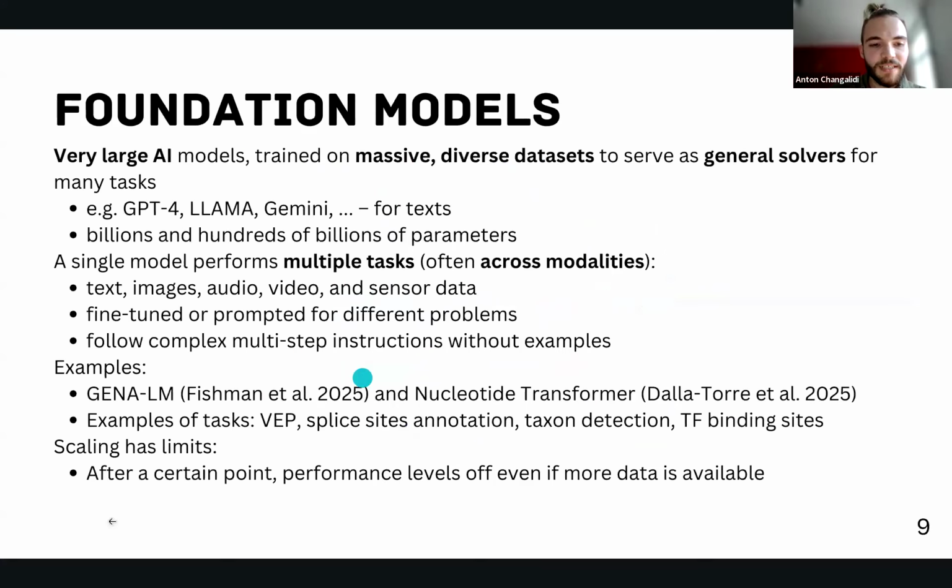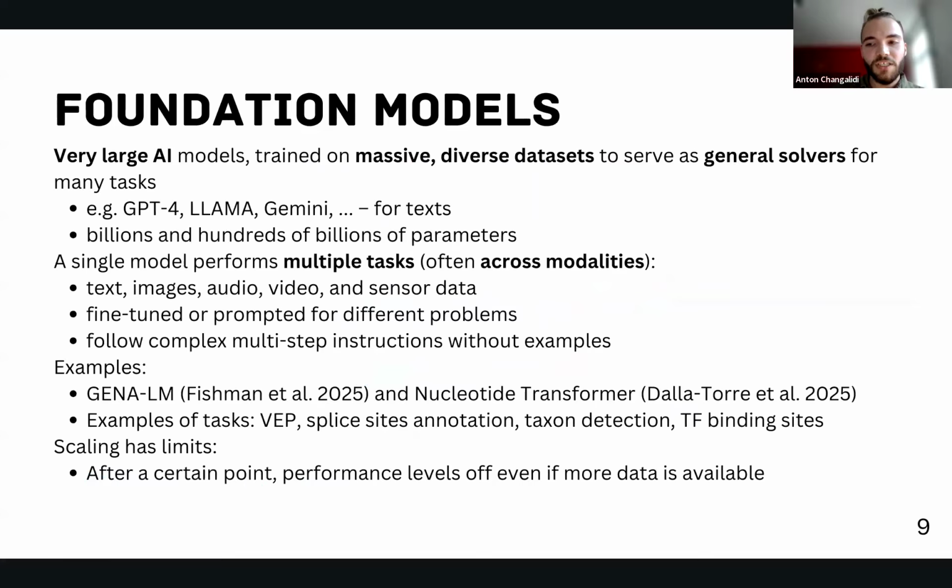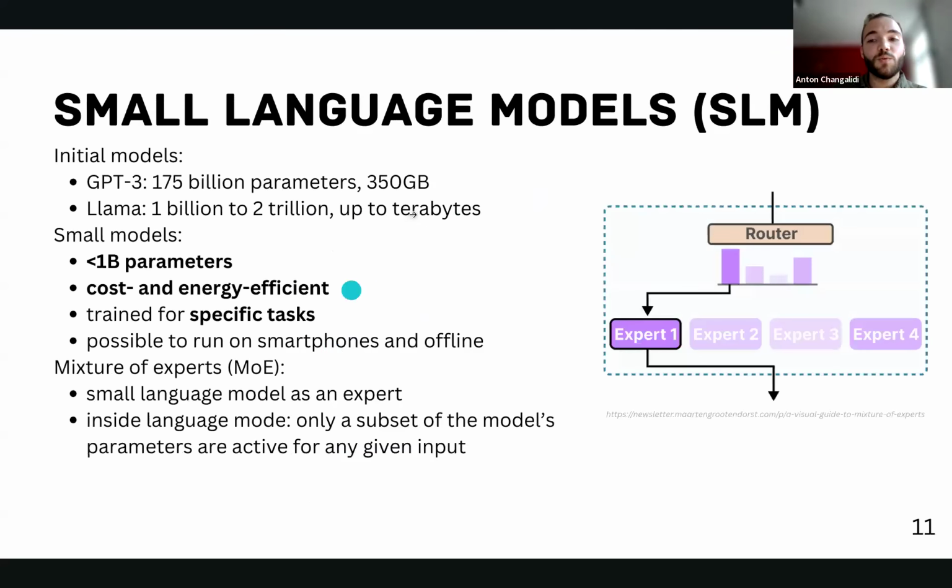But the problem here is that scaling also has limits. After a certain point, performance will drop, and even if you have more data, models will start to over-generalize and lose some specific information. And that is where small language models come into the game. So now the trend is not in using very large language models, but small language models.